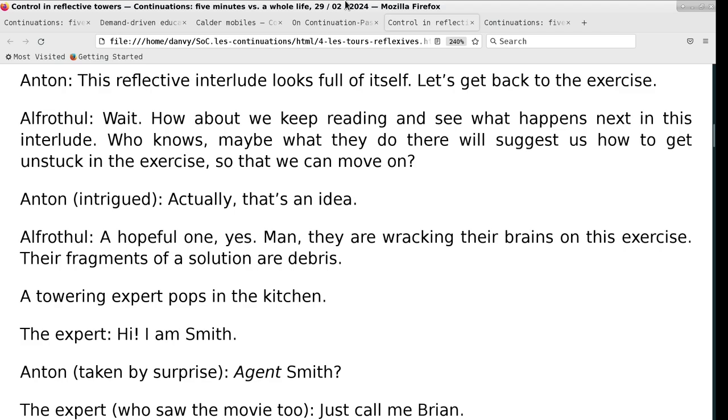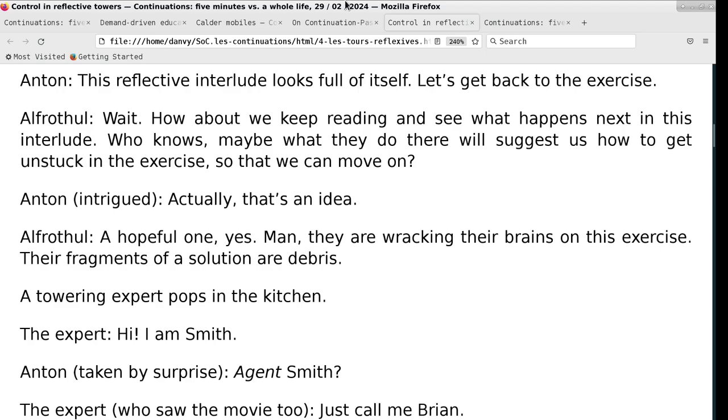Wait, how about we keep reading and see what happens next in this interlude? Who knows, maybe what they do there will suggest how to get unstuck in the exercise, so that we can move on. Actually, that's an idea. The hopeful one, yes. Man, they are racking their brains on this exercise. Their fragments of a solution are debris.